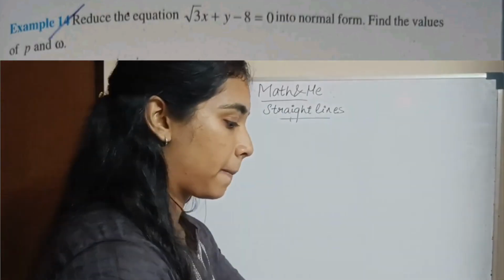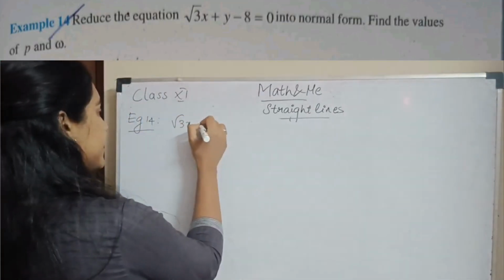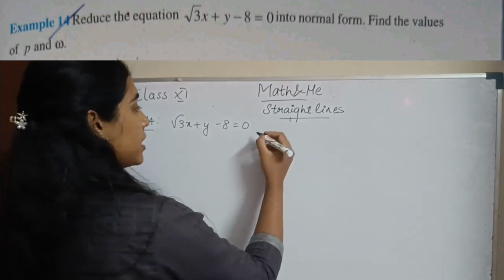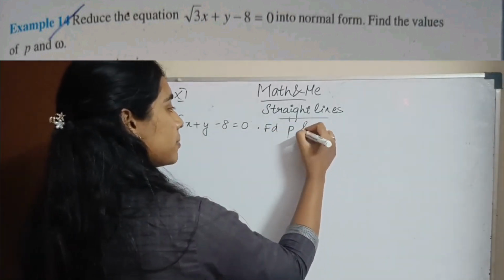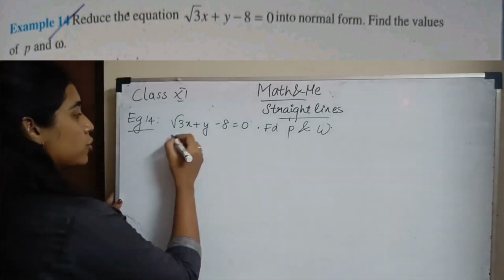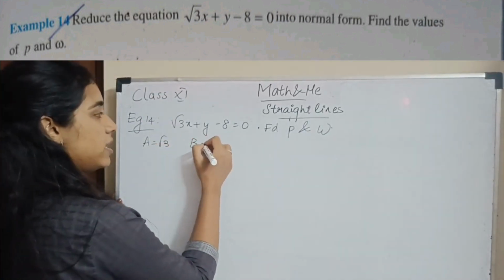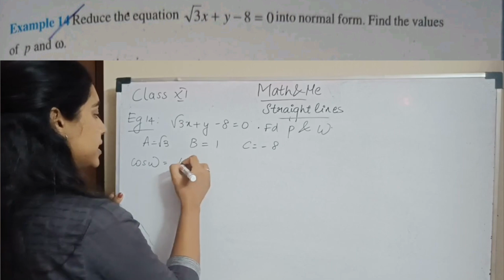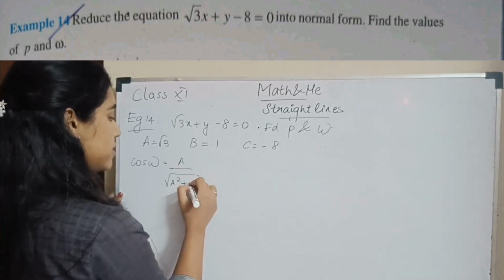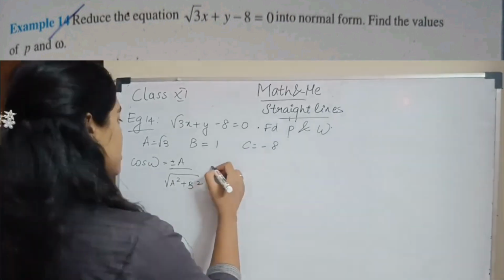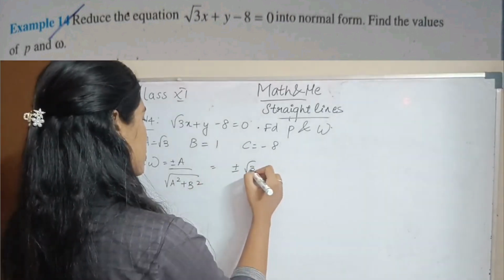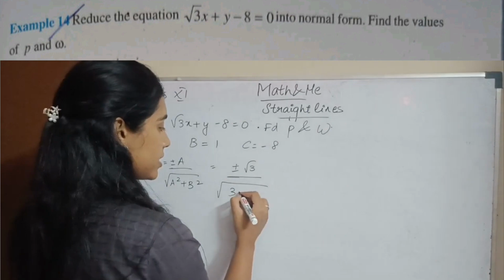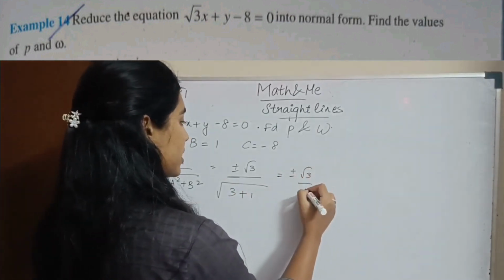Example 14. Reduce the equation root 3x plus y minus 8 equals 0 into normal form. Find the values of p and omega. So how do you do it? What is your a? Root 3. What is your b? 1. What is your c? Minus 8. So your cos omega is a divided by root of a square plus b square, plus or minus. So you have plus or minus root 3 divided by root of (root 3 square is 3, 1 square is 1), 3 plus 1, which is plus or minus root 3 by 2.